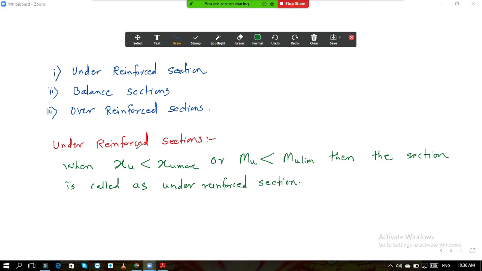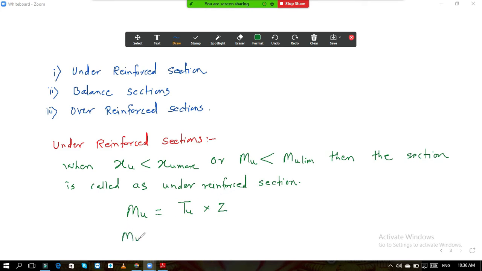Whenever this condition is there, your section is called an under reinforced section. And when it is under reinforced and you want to find the moment of resistance MU, the formula is MU equals TU into Z. You know what TU and CU are, that we have already seen, and Z is nothing but the lever arm. This we have also seen.